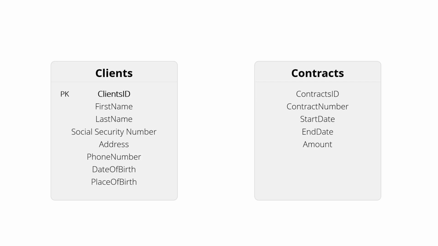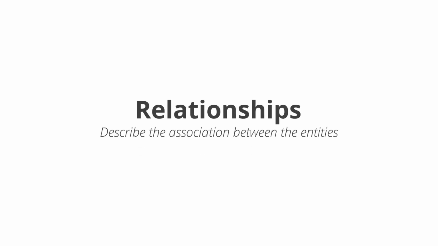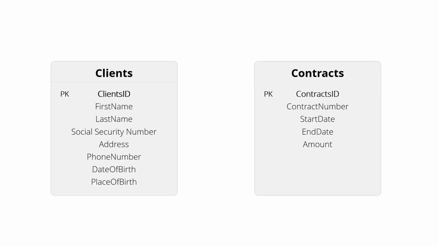And these are what we call the primary keys. Now, we have the two entities along with their attributes, but there's one more thing missing from this data model. And that is a relationship. We have to create an association between these two entities. So if we go back, this is what we call a one-to-many relationship.